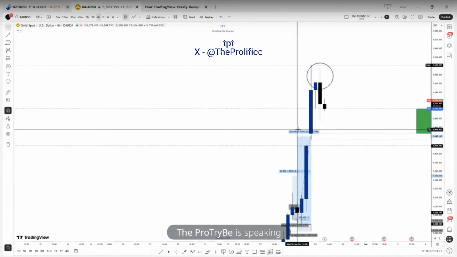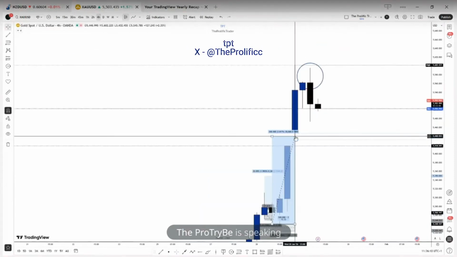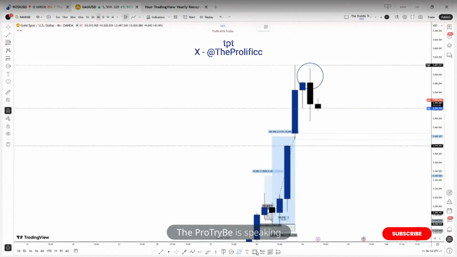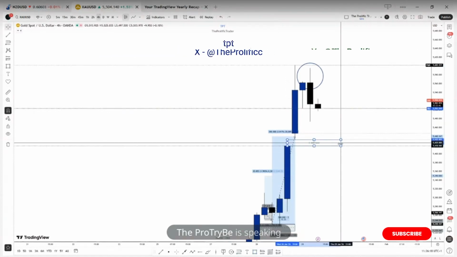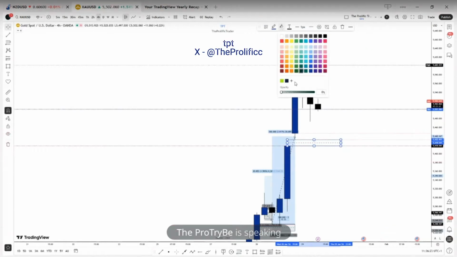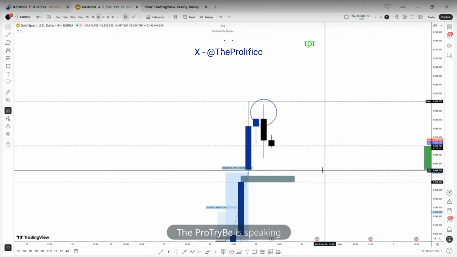So we have a market gap right here. I think that was opened by the 23 o'clock. That was the normal market gap I can observe right here. Let me give that a filling color so it could be clear enough. So we have a gap right there, which I expect to fill.